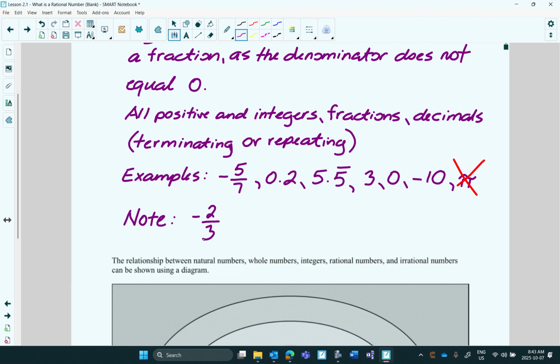Whenever we write a negative fraction, there's three ways you can write it. You can put the negative with the numerator, or you can put the negative with the denominator, or you could put the negative right in line with the fraction bar. All of those mean the same thing. So you can move the negative. You can have it up top, on the bottom, or in the middle.